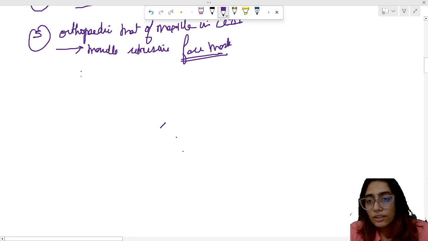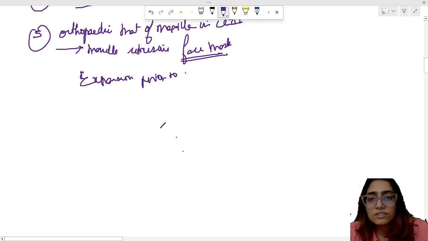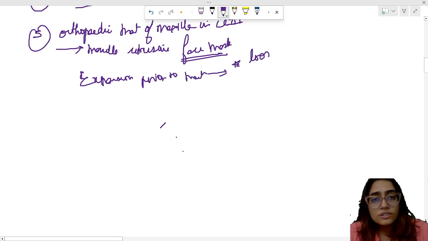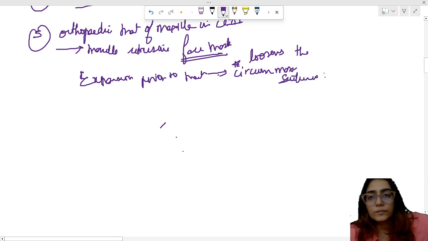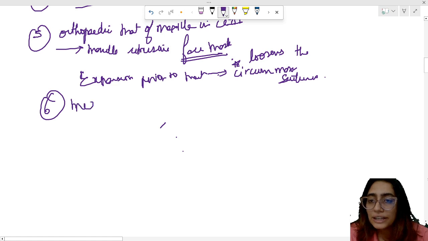So a therapy of expansion prior to traction with face mask, what does it do? It loosens the circummaxillary sutures. So this is an important indication. Now if we talk about the sixth indication, the sixth indication is the medical indications.